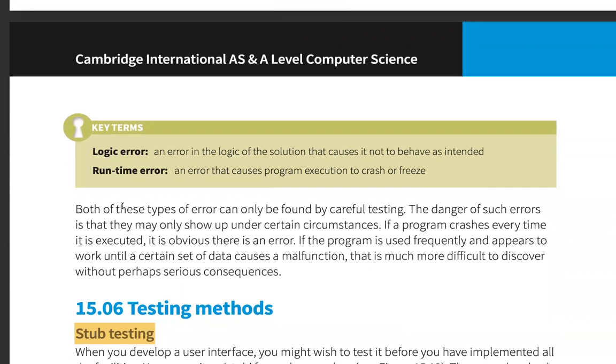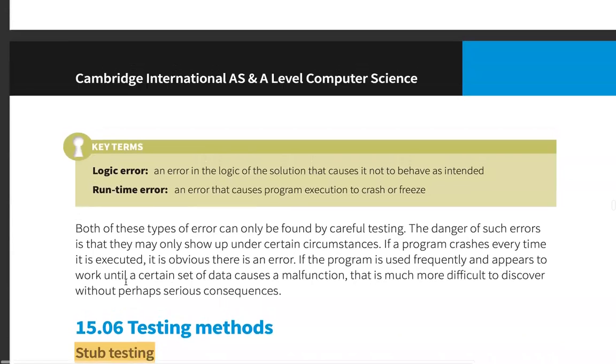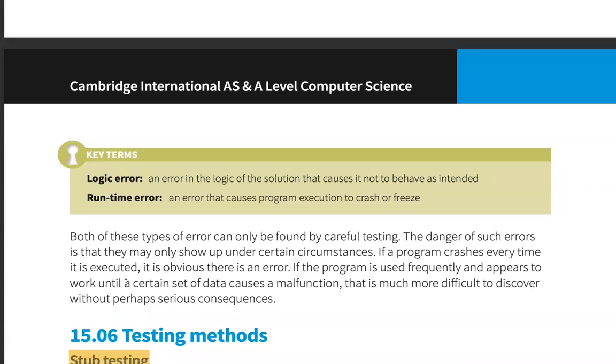Okay, now both of these types of errors, runtime or logic errors, can be caught by careful testing. The danger of such errors is that they may show up only under certain circumstances. If a program crashes every time it is executed, it is obvious there is an error. But if the program is used frequently and appears to work until a certain set of data causes a malfunction, then that is much more difficult to discover, perhaps with serious consequences.